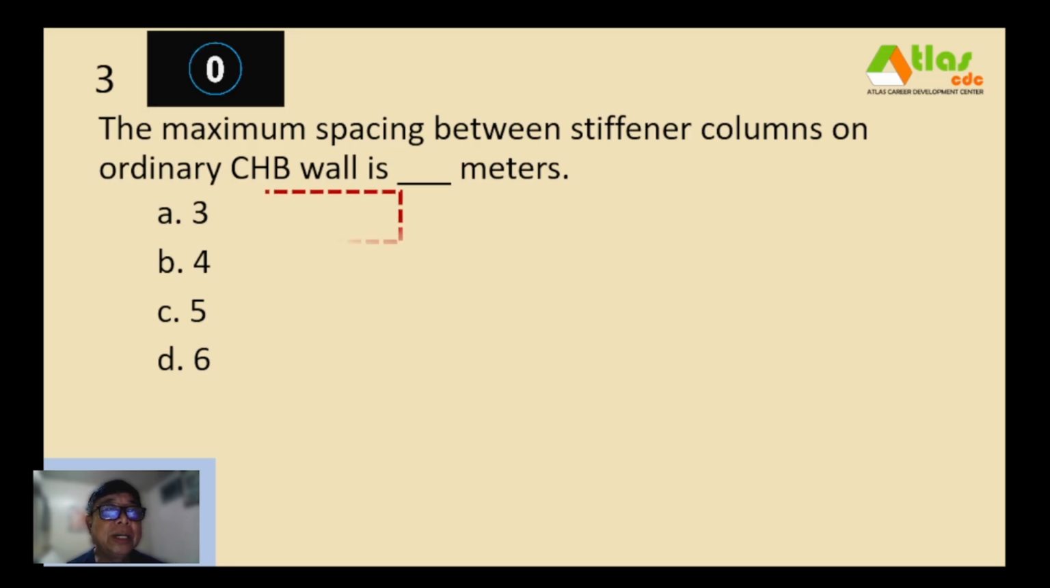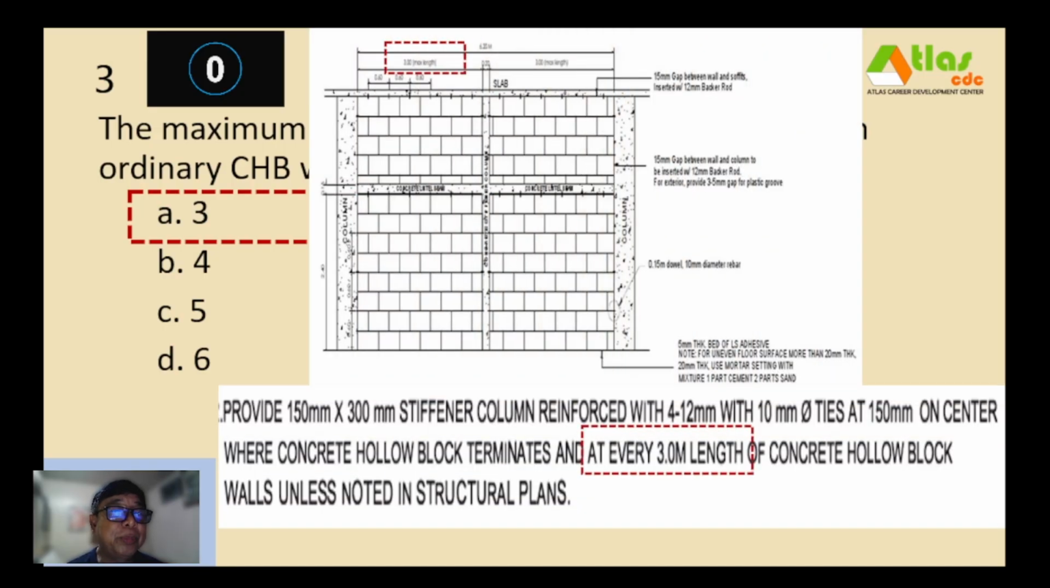And our correct answer is letter A, 3 meters. So provide stiffener column with proper reinforcement, here usually 10 mm, where concrete hollow block terminates, and at every 3 meters length of concrete hollow block walls, unless noted in the structural plan. So you have here a column, and if the distance between the two is more than 3 meters, like this one is 6 meters, then you have to provide this stiffener column.